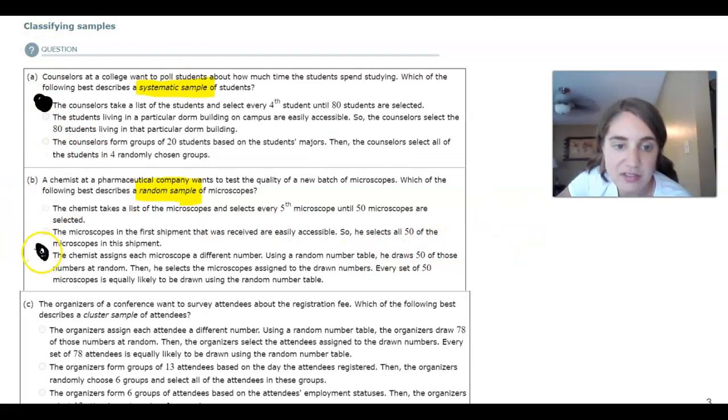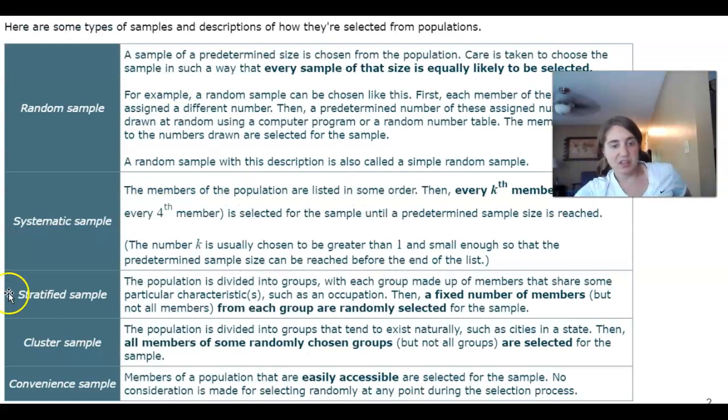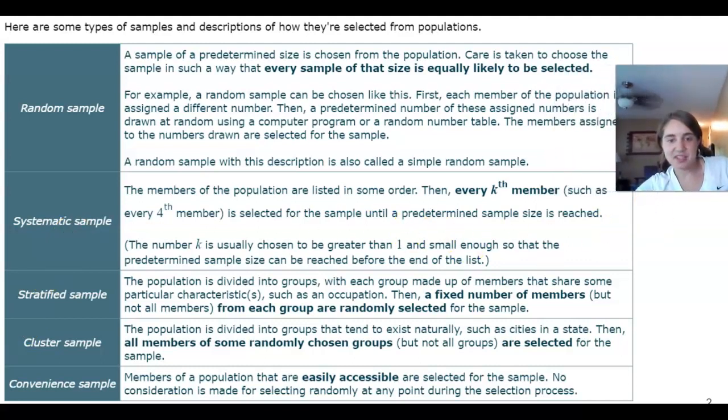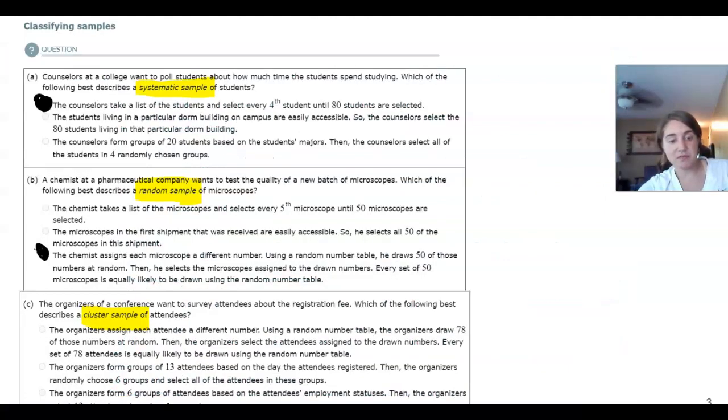The first one is stratified. The second one is convenient. A cluster sample is what we want for the registration fee. If you look at a cluster sample, the population is divided into groups that tend to exist naturally, such as states or cities. Then all members of a certain group are selected for the sample.